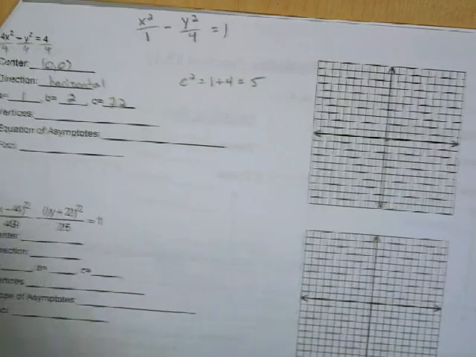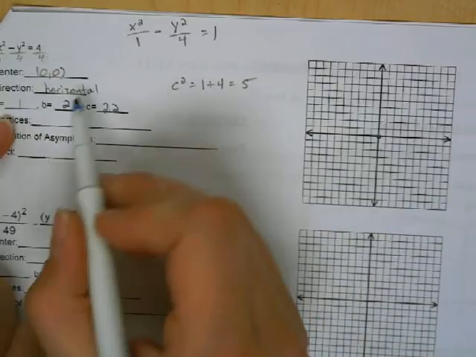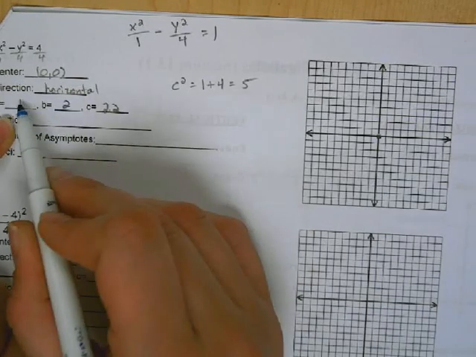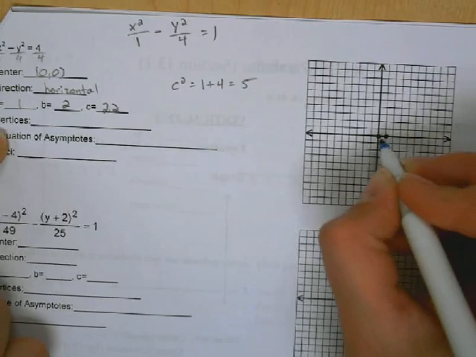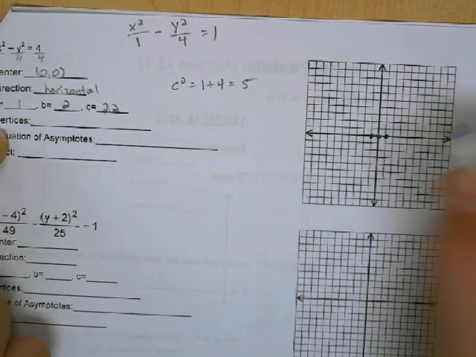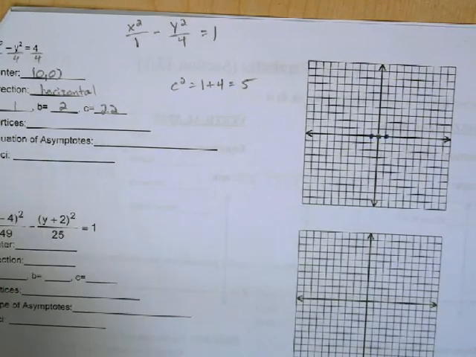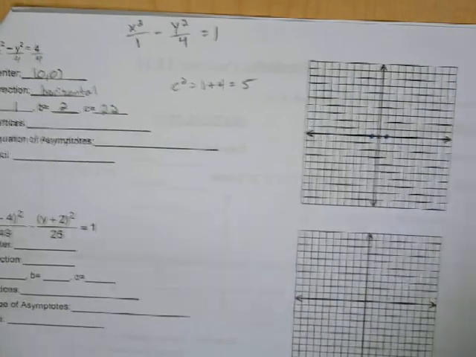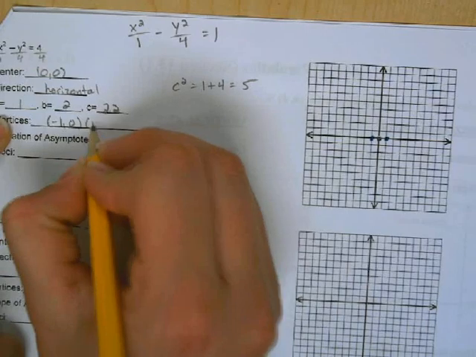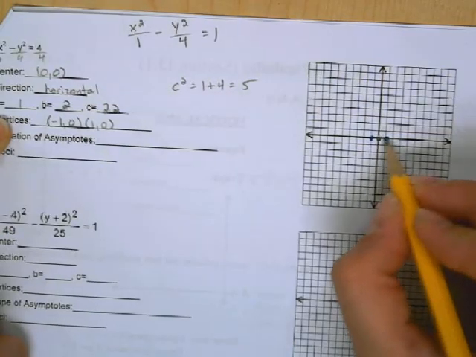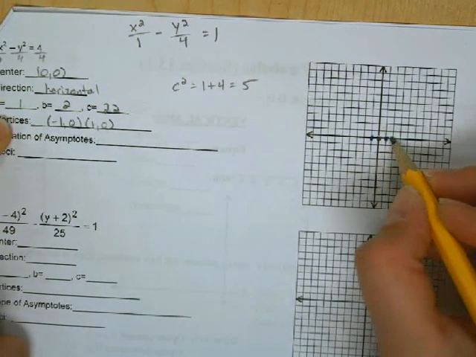Now it's horizontal, which means I'm going to go left and right to get my vertices. So I'm going to go right 1 and left 1. And there are my 2 vertices. Okay, so that I can go ahead and write down. So I've got negative 1, 0, and positive 1, 0. And that's, again, just writing down those actual coordinates. This is sitting at 1, 0, and negative 1, 0.